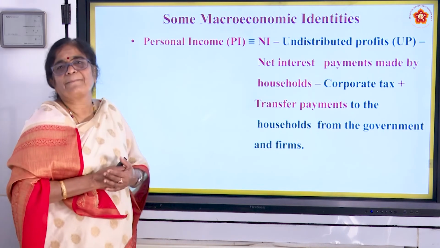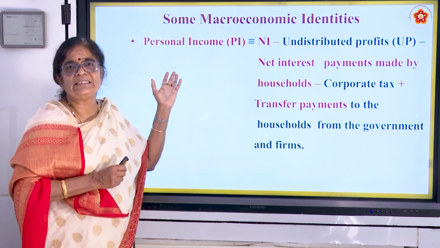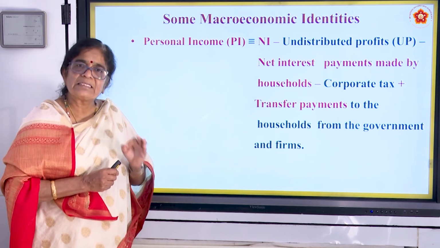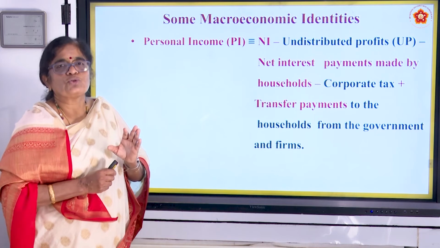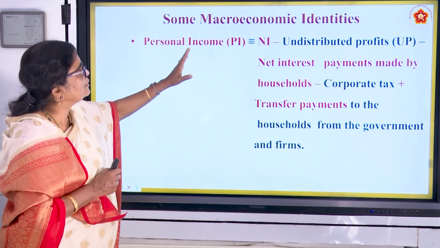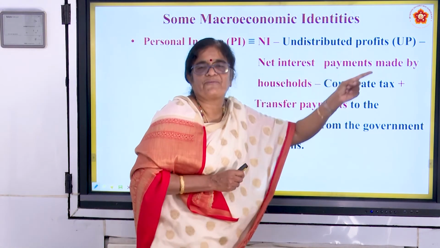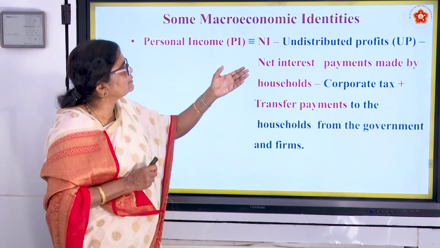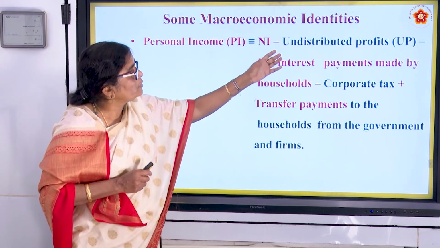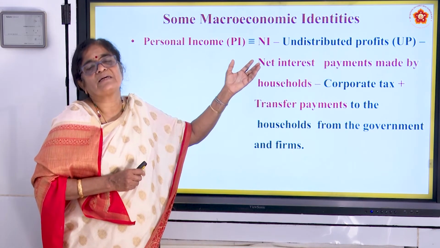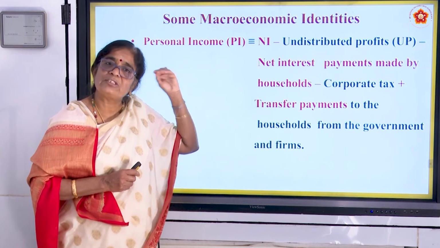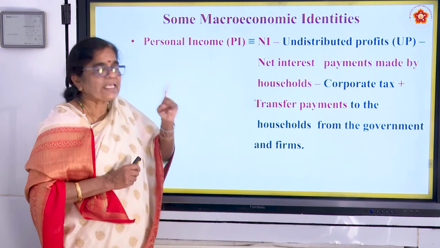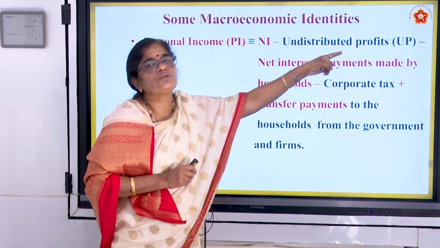And personal income. Now, this is also one of the macroeconomic identities, personal income. Personal income is nothing but the part of the national income received by or accrued to the households. Therefore, from national income, you deduct undistributed profit, UP. Undistributed profit means the profit earned by the firms and government enterprises but not distributed to the factors of production. It is kept with the firms and enterprises for further expansion. That type of profit is called undistributed profit.